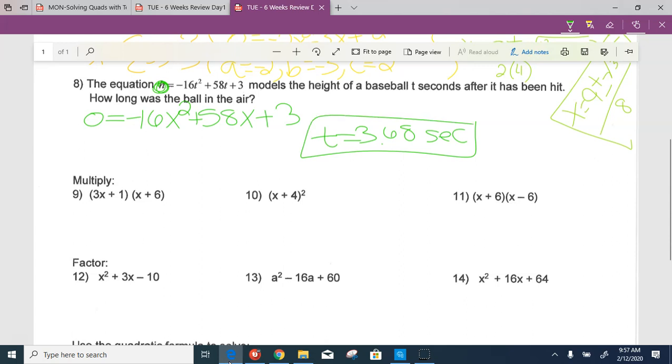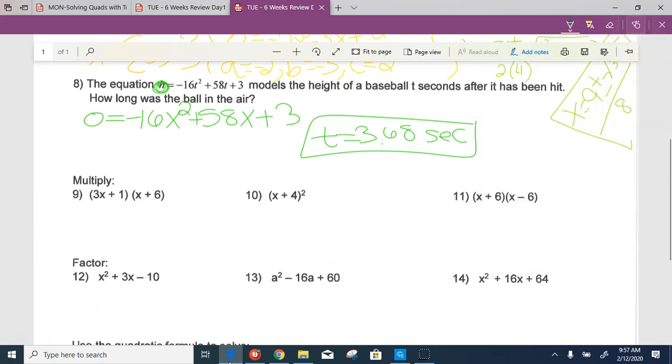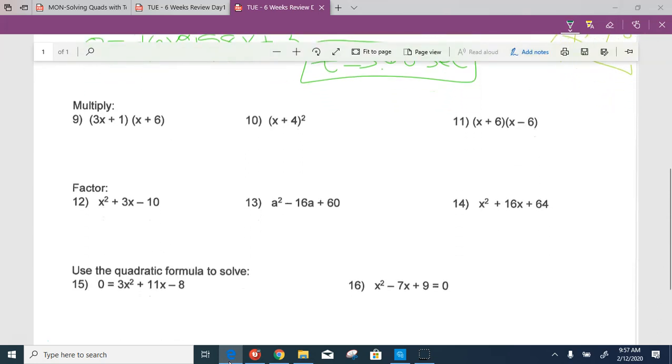There we go. Now, that's enough of quadratic formula and quadratic solving for now. Let's work backwards a little bit. Now we're going to practice multiplying binomials, or in other words, FOIL. Remember what FOIL stands for. It's the method we use to solve these types of things.